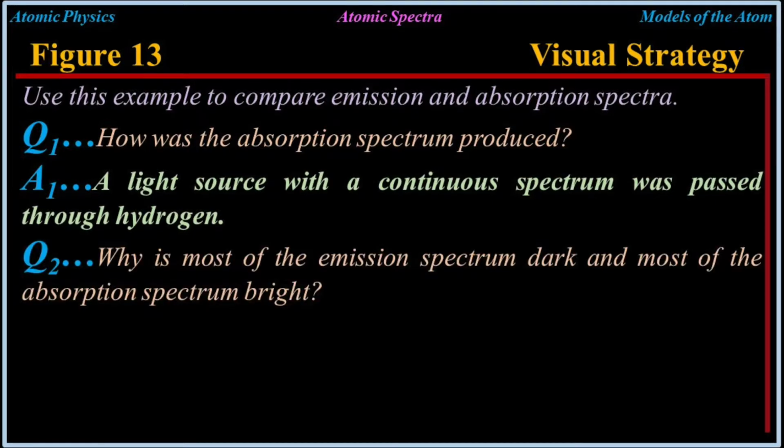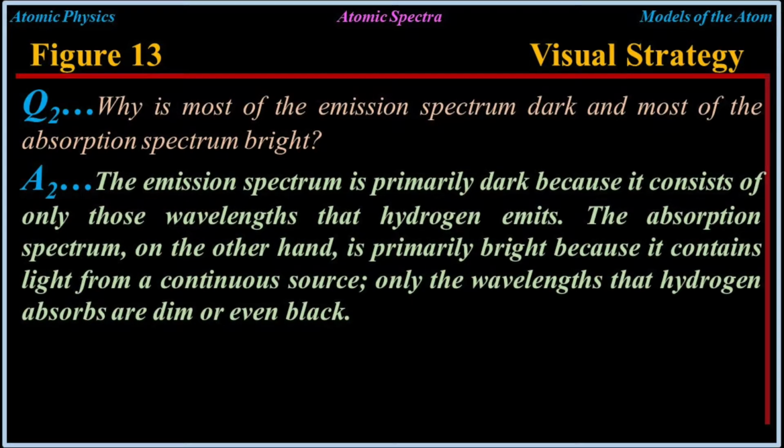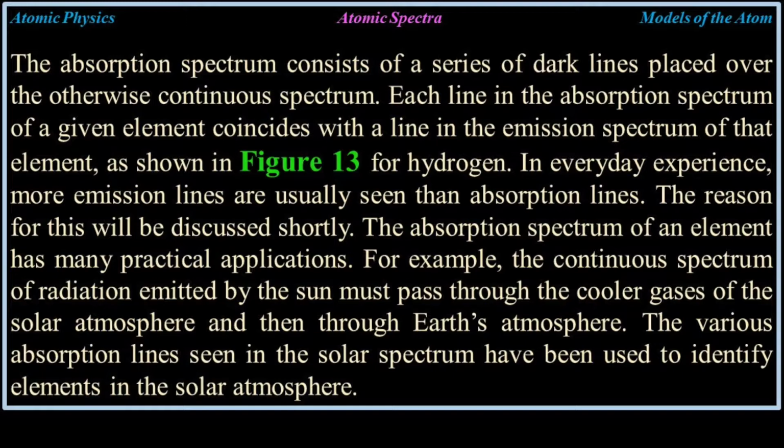Question 2. Why is most of the emission spectrum dark and most of the absorption spectrum bright? Well, in the absorption spectrum, it only absorbed hydrogen and left everything else. The emission spectrum is primarily dark because it consists only of the wavelengths that hydrogen emits. The absorption spectrum, on the other hand, is primarily bright because it contains light from a continuous source. Only the wavelengths that hydrogen absorbs are dim or even black. The absorption spectrum consists of a series of dark lines placed over the otherwise continuous spectrum.